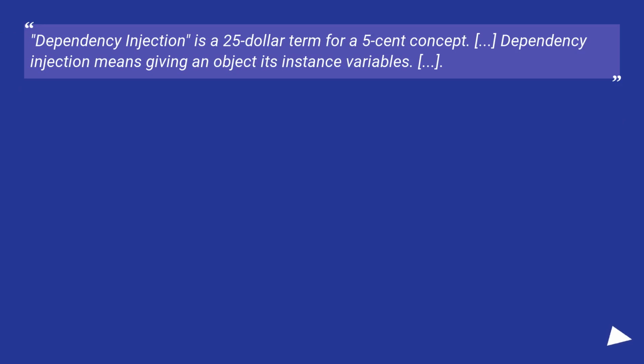Dependency injection is a $25 term for a 5-cent concept. Dependency injection means giving an object its instance variables.